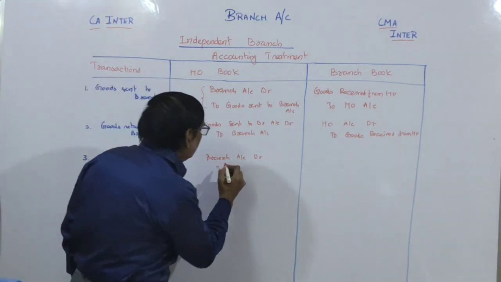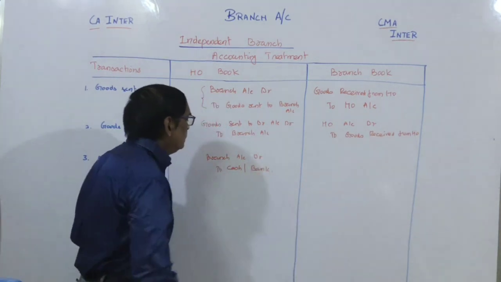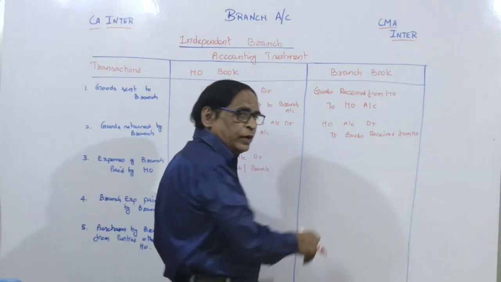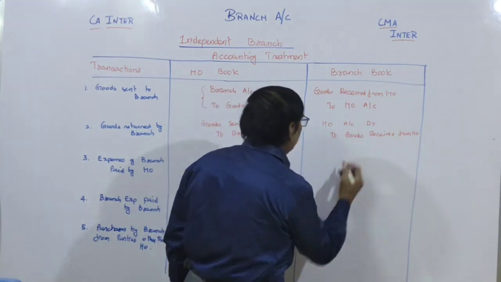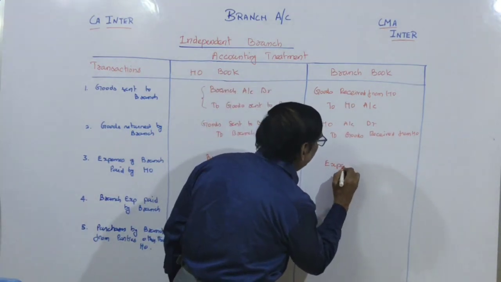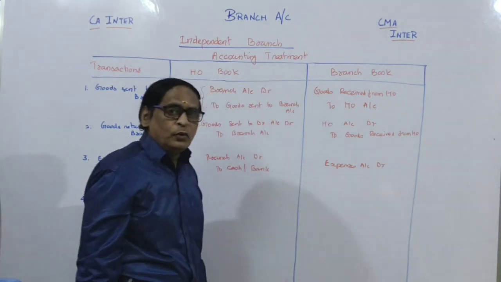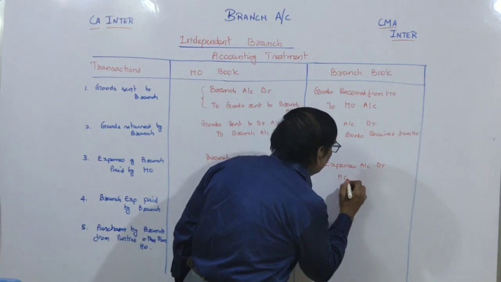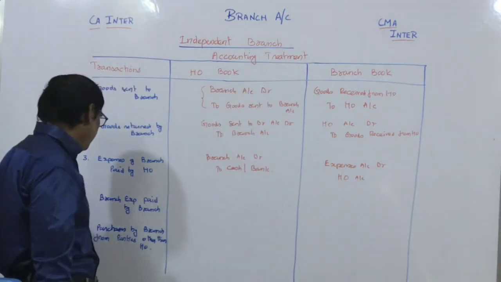Bank account or cash account? Cash or bank account. But here the expenses belong to the branch. So directly debit all expenses and losses. So expenses should be debited here. So expenses account debtor. Who has paid that amount? Head office. So credit the giver. So head office account. Clear? This is the third journal entry.